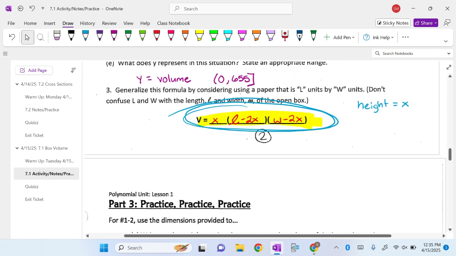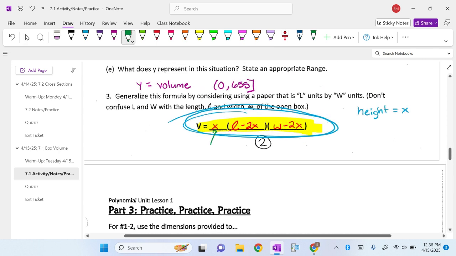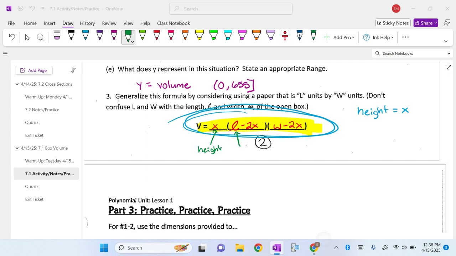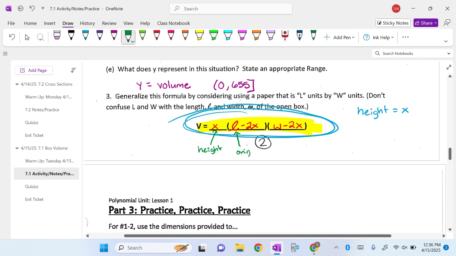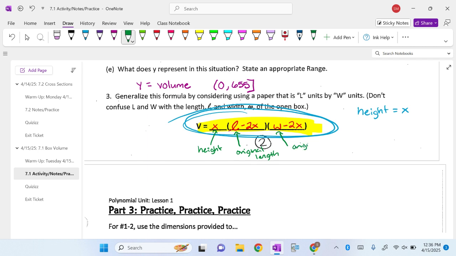So up here with this formula, x is your height. This L is your original length. And this W is your original width. All right. These as a whole is your new length, so I'll say new L. And this as a whole is your new width.